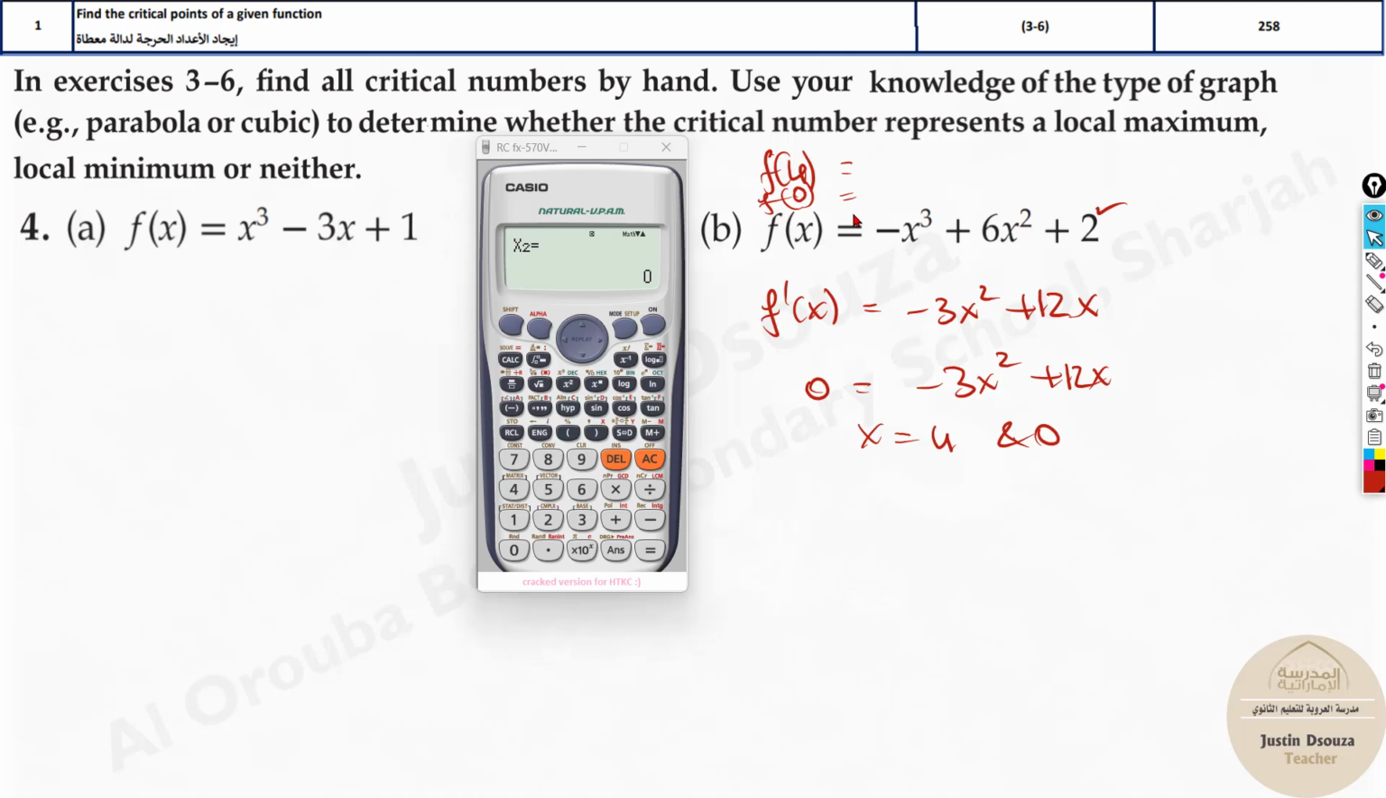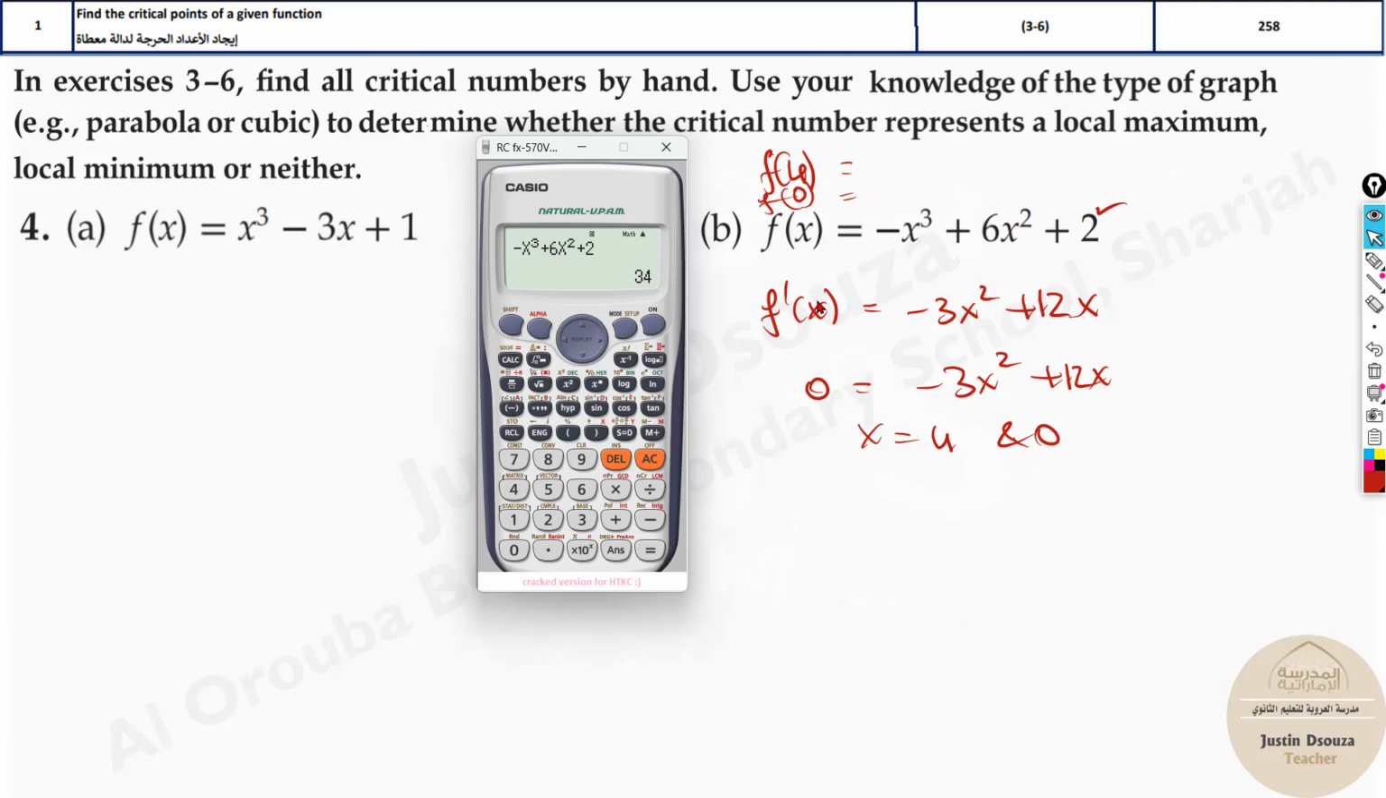Since you have two numbers, replacing x with 4 and then 0 will take time. The easier method is to go to computation mode and type this equation, minus alpha x cubed, plus 6 alpha x squared, plus 2. Now, don't press equals, you won't get anything. Press calc and put in the value of 4.